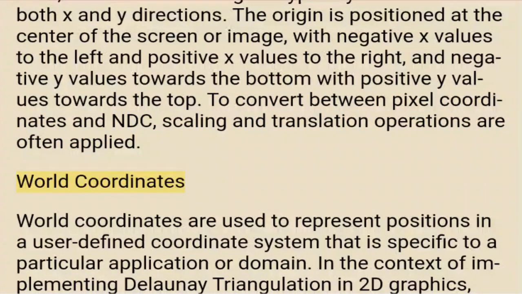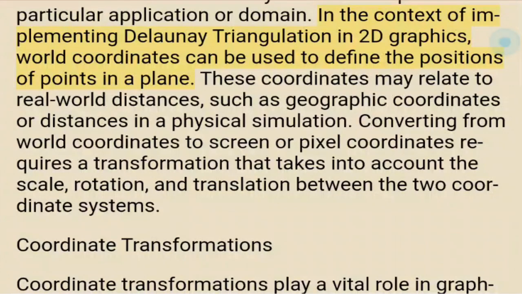World coordinates. World coordinates are used to represent positions in a user-defined coordinate system that is specific to a particular application or domain. In the context of implementing Delaunay triangulation in 2D graphics, world coordinates can be used to define the positions of points in a plane. These coordinates may relate to real-world distances, such as geographic coordinates or distances in a physical simulation. Converting from world coordinates to screen or pixel coordinates requires a transformation that takes into account the scale, rotation, and translation between the two coordinate systems.